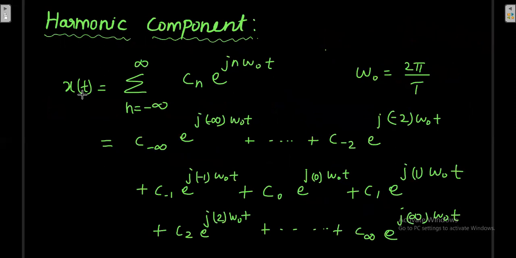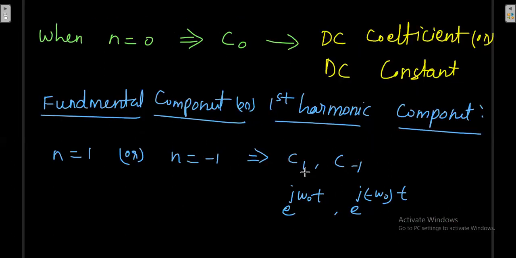because the frequency of this component is the same as the frequency of the non-sinusoidal signal x of t. For x of t, we have defined the fundamental frequency as omega naught, because T is the fundamental period. The same frequency we represent in the exponential also. That's why we call it the fundamental component or first harmonic component: the frequency is the same as the original non-sinusoidal periodic signal.